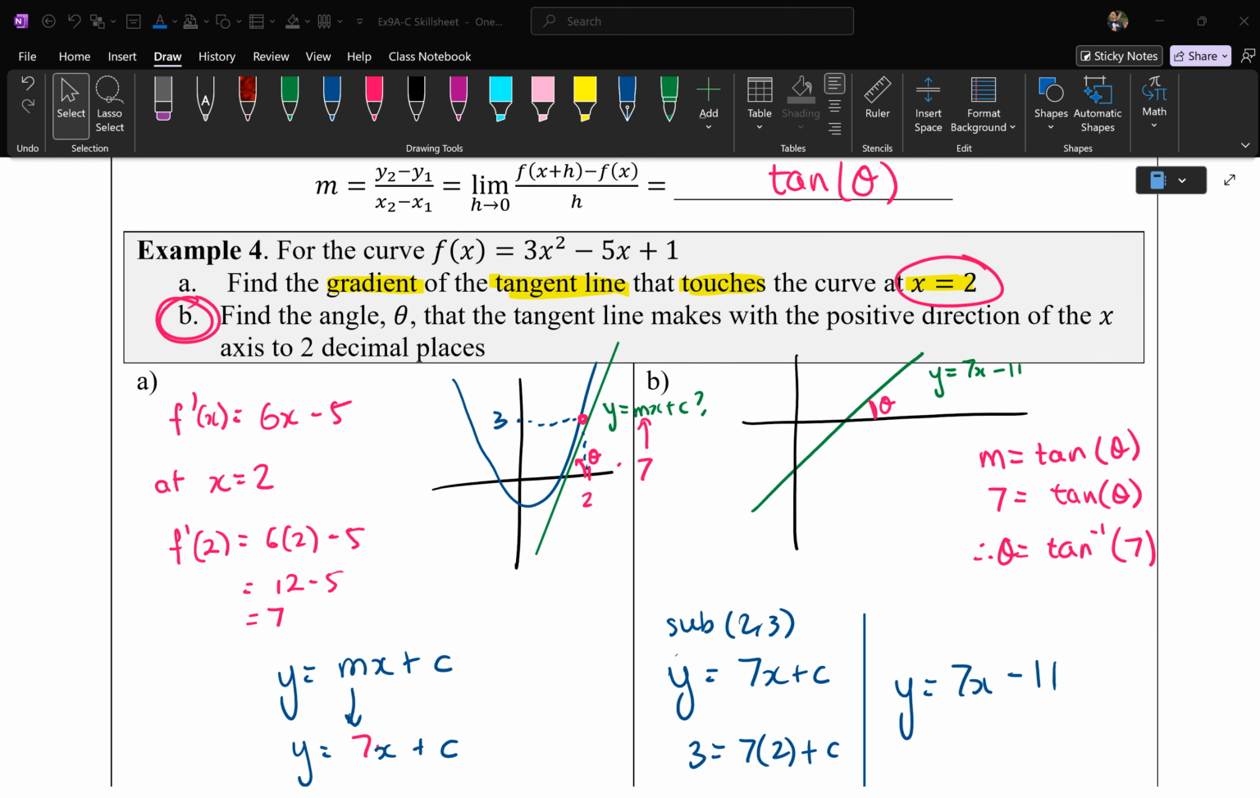81.86. Is that what everyone else got? Because I just want to make sure you know how to get your answer. Sometimes in degrees and radians it does matter. Usually for these questions, they're in degrees. That's right. I agree. You should be in degrees as well.